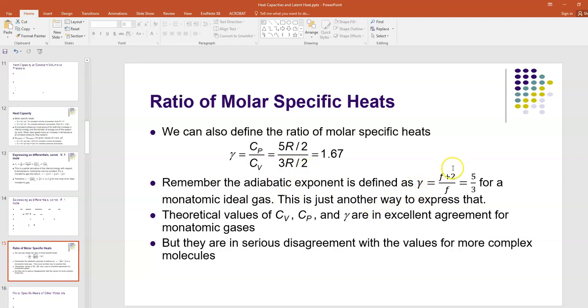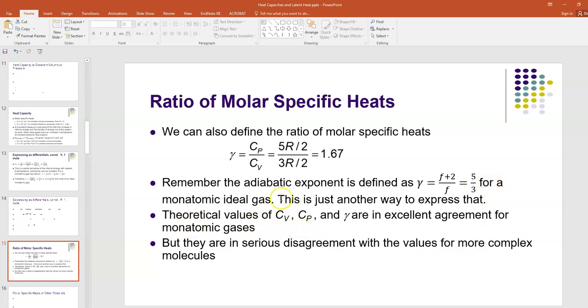Now remember, in the lecture on adiabats, we talked about the adiabatic exponent, gamma. Gamma was F plus 2 over F, where F is the number of degrees of freedom that the gas has. So for a monatomic ideal gas, F is equal to 3 because it can move in the 3 translational directions. So that would be 3 plus 2 over 3, which is 5/3. So this is another way to express the adiabatic exponent.